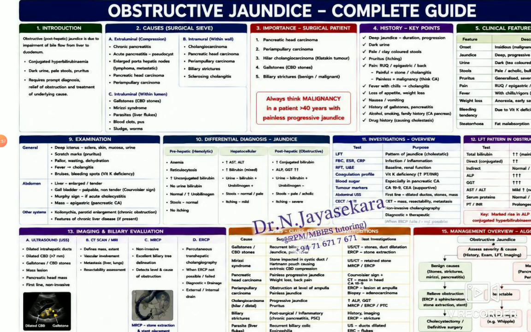So then, why the dark urine? Students often memorize dark urine, but why does this happen? Because conjugated bilirubin is water soluble. So the kidneys filter it into urine. That produces dark urine. Why the pale stools? Normally bilirubin enters the intestine and becomes stercobilin, which gives stool its brown color. But in obstruction, bilirubin never reaches the intestine, so stools become pale or clay colored.